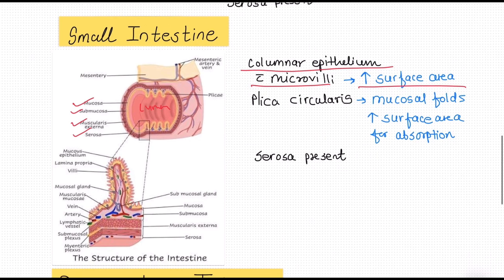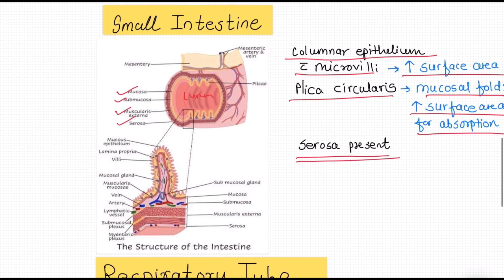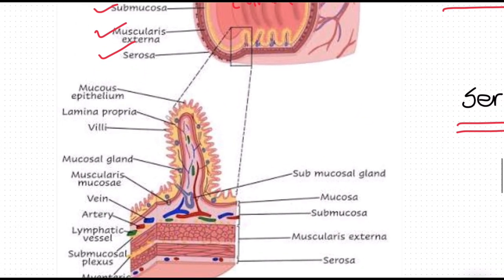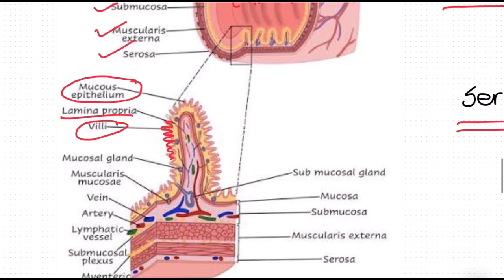Then there are plica circularis, which are mucosal folds, and they also increase surface area for absorption. And serosa is also present, which is the outermost layer. See there, mucous epithelium, then lamina propria is there. Villi are these things, fold-like structures. They increase surface area. Then again the same structures like submucosal glands, mucosa, submucosa, muscularis externa and serosa. Auerbach's and Meissner's plexus are also present there.